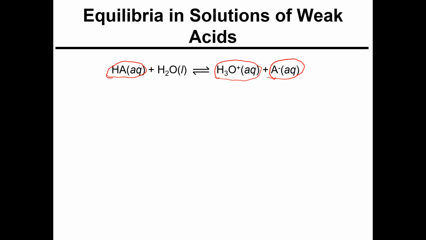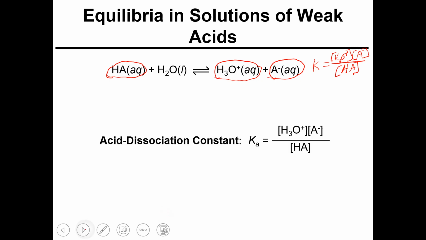So we can write an equilibrium constant expression for this equation. And remember, we don't include liquids in the equilibrium constant expression. So if we wrote the equilibrium constant for this equation, both of our products are aqueous, so they would be included, and our acid is aqueous, so it would be included, but we don't include water since it's a liquid.